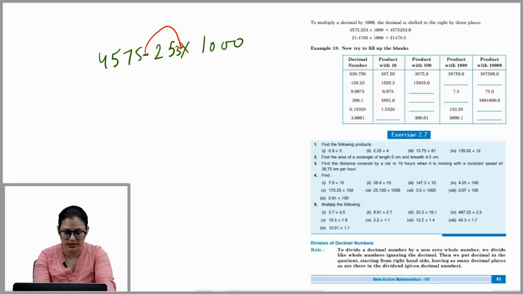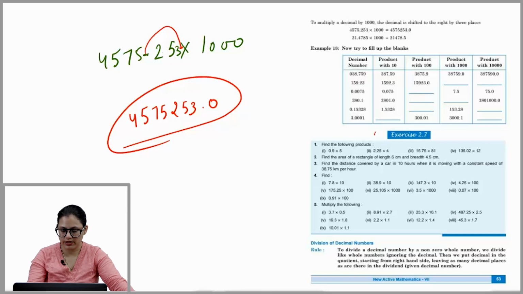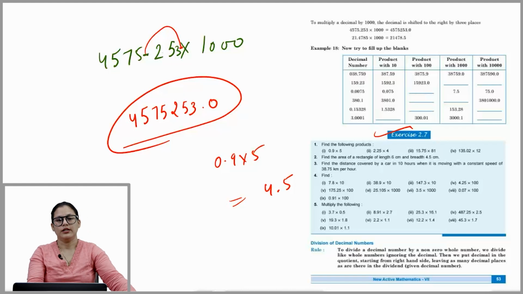Here, now this decimal will come here. So, the answer is this much, 3.0. Okay. In example 18, you have to fill up all the blanks. Let's do exercise 2.7. Find the following products. 0.9 into 5. 9 into 5 is 45. Now, it's time to put the decimal. There is 1 decimal place, so you will put the dot here.